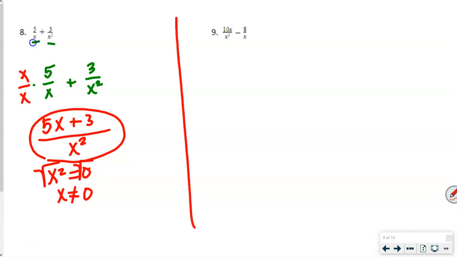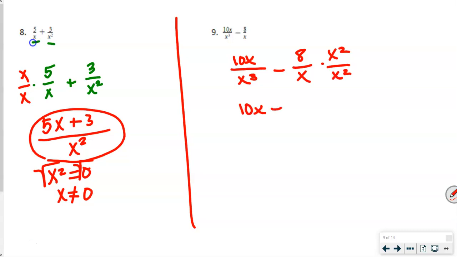So on this one, again, we've got our 10x over x to the third minus 8 over x. Now, what do we have to multiply by x to get x to the third? X squared over x squared, right? So that's going to be 10x minus 8x squared all over. Now we have our common denominator, right? So that's going to be x to the third.